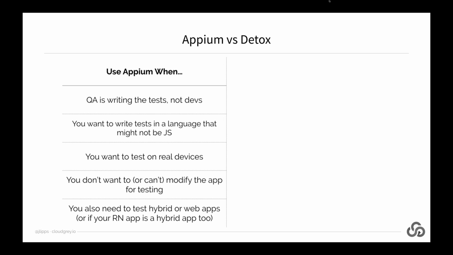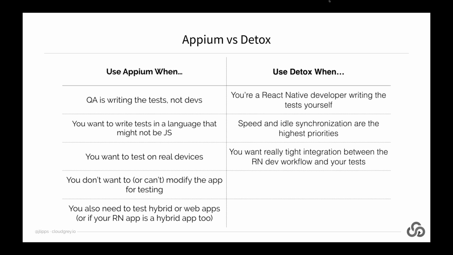And then, of course, if you need to test, let's say, a hybrid app or a web app, Appium has a really great story with its WebDriver-based protocol of automating those other app modes. But Detox is less concerned about that. But you might use Detox if you are a React Native developer who is writing the tests yourself, because there's a really nice integration there.